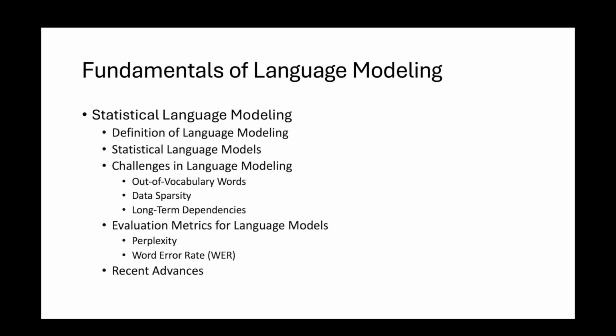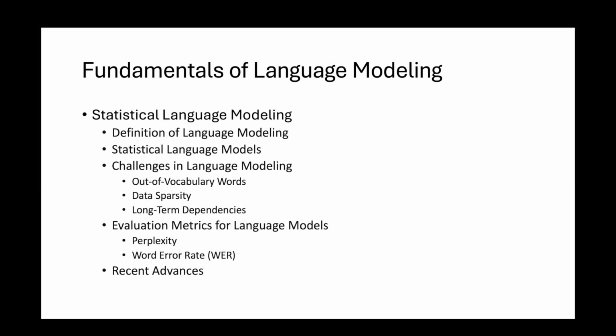Statistical language modeling. Definition of language modeling. Language modeling is the task of predicting the next word, or sequence of words, in a given context. It captures the probability distribution over sequences of words in a language. Statistical language models. Statistical language models estimate the probability of a word sequence using statistical techniques.